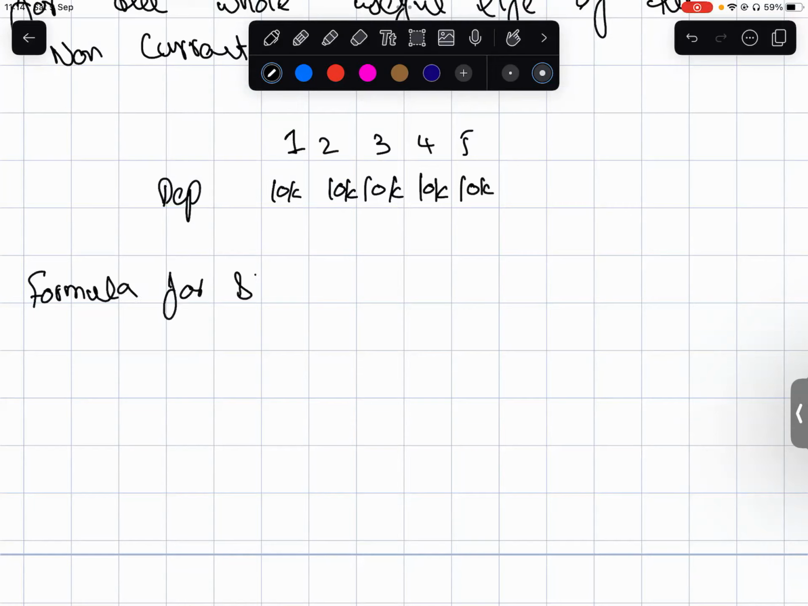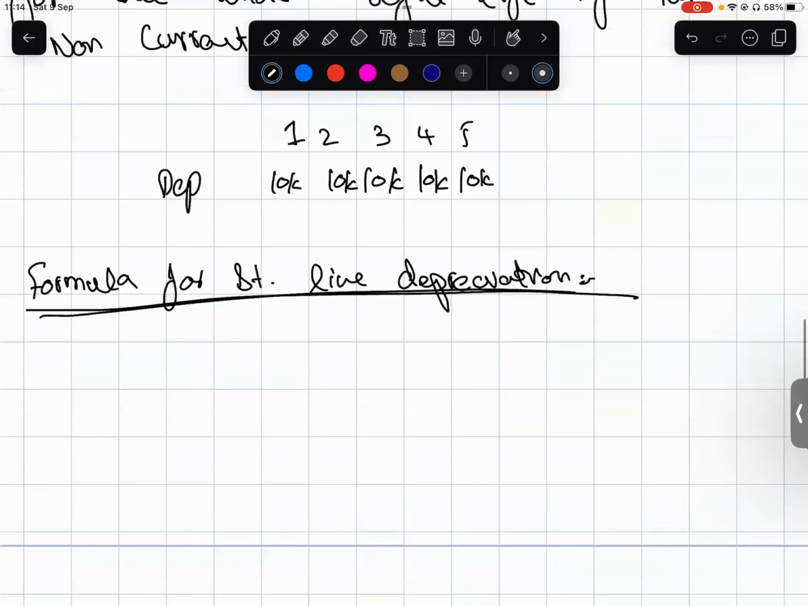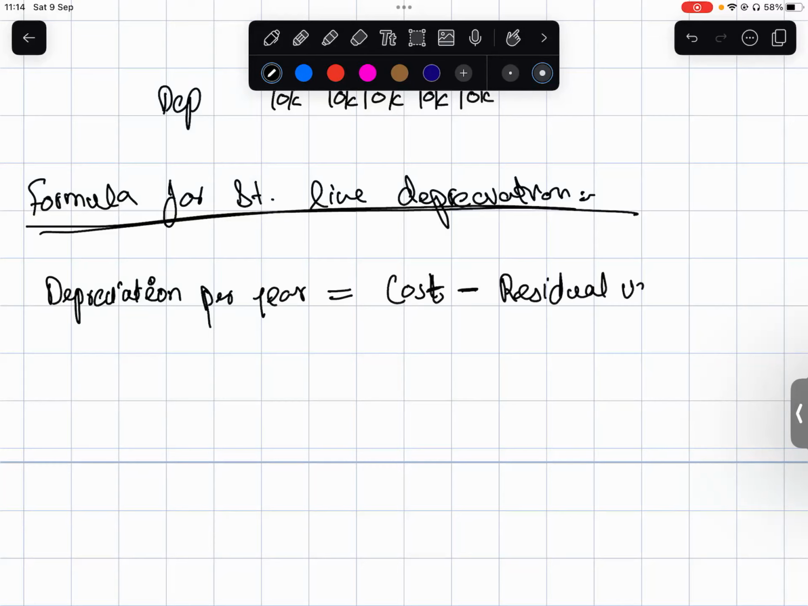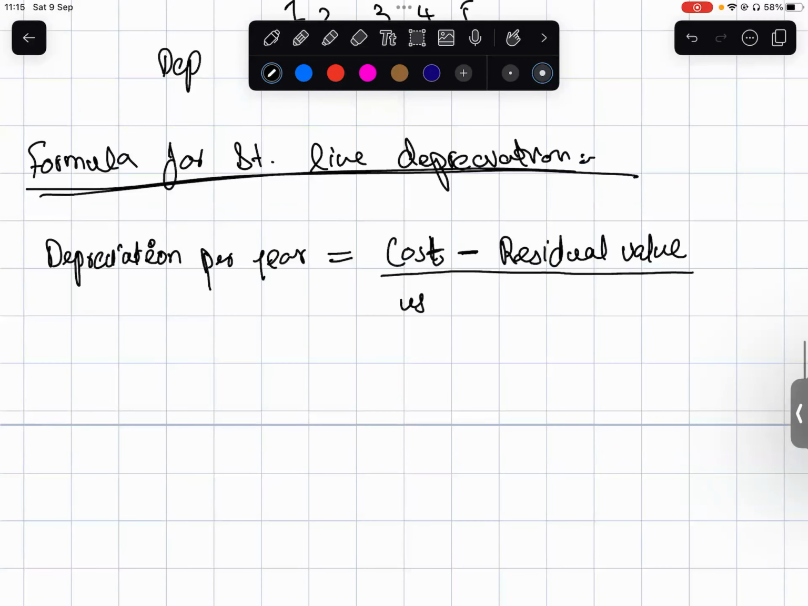The formula for straight line depreciation, to calculate the depreciation per year: you need to take the cost of the asset, subtract the residual value from the cost, which will all be given, and divide that whole thing by the useful economic life of the asset.